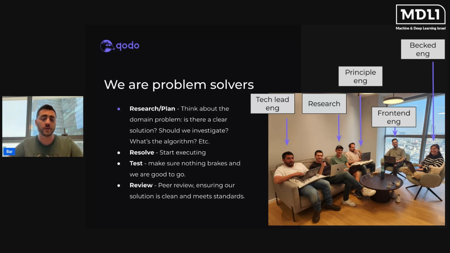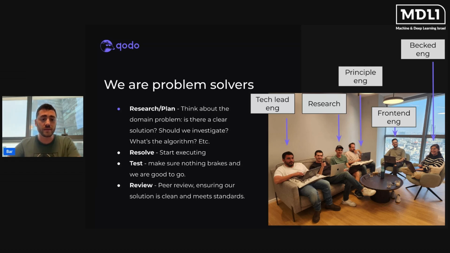We need to think about what the problem domain is. Is it a clear solution? Should we investigate? Let's create a plan. Is there a specific algorithm that we should modify or implement, etc. And then, of course, there is a process where we start resolving the problem. And during the resolving, we might do another meeting. We might communicate in Slack. There is a different communication channel that each one of us likes and that helps them to progress.